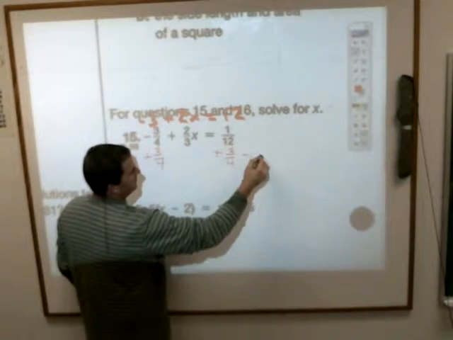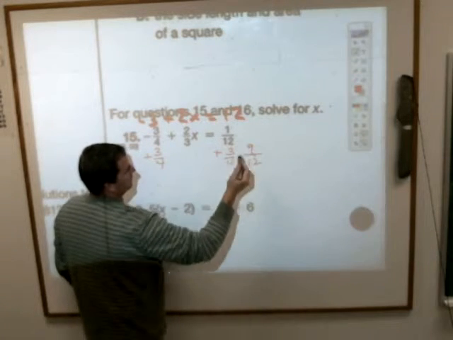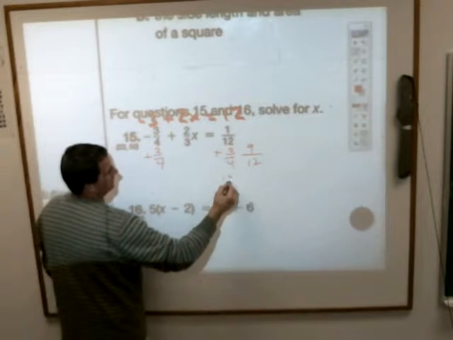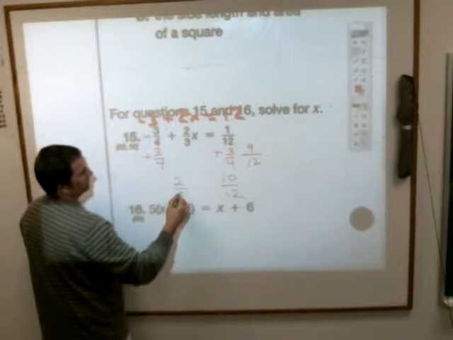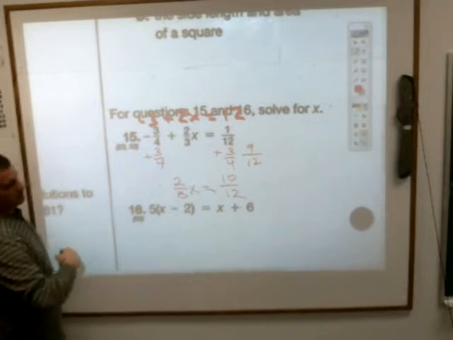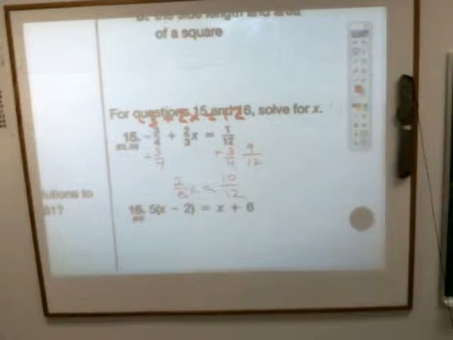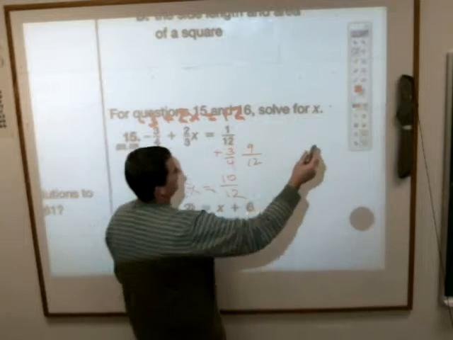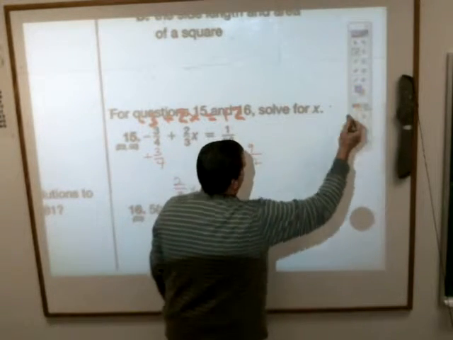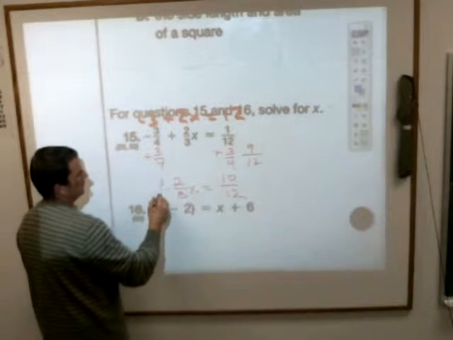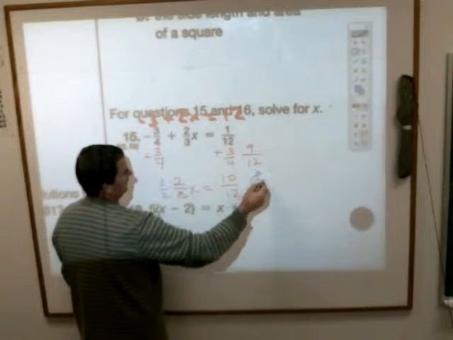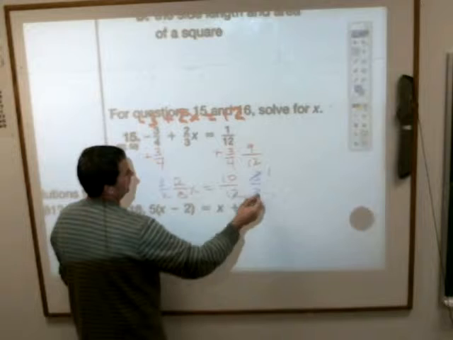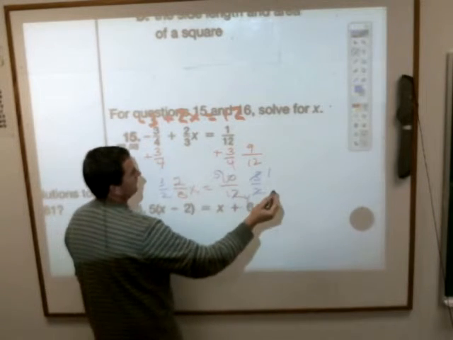Common denominator is 12. So this is 9 twelfths plus 1 twelfth is 10 twelfths. So now I have 2/3 x equals 10 twelfths. I could reduce it, I'm just going to wait. And now it's simply, what do you do when there's a fraction in front of a letter, Lucas? Then you flip and multiply. 3/2, cross cancel what you can. 1, 4, 1, 5, 5 over 4.